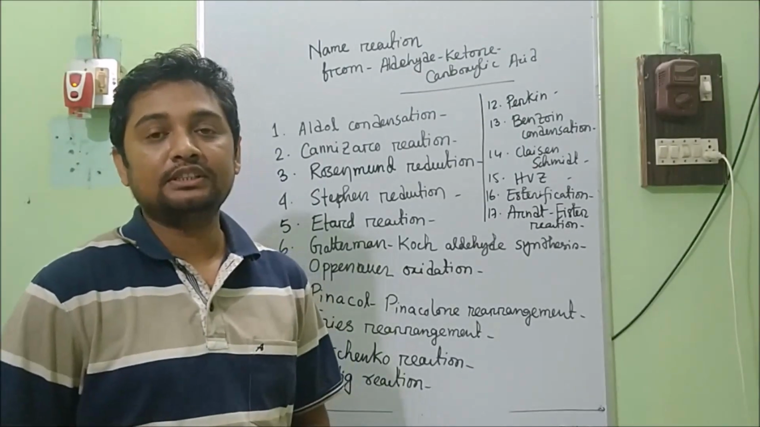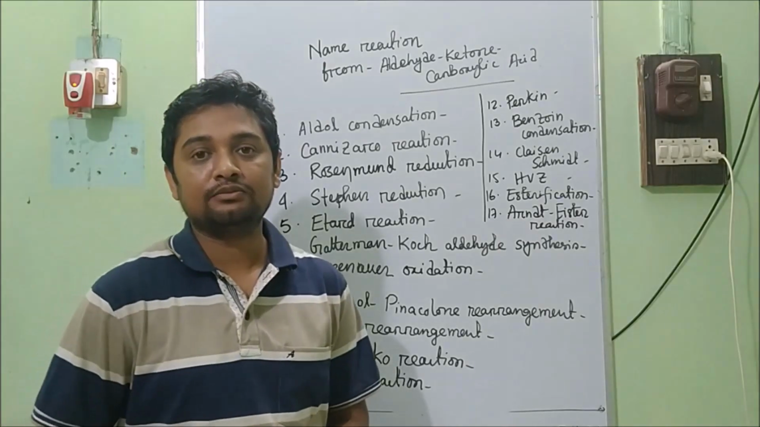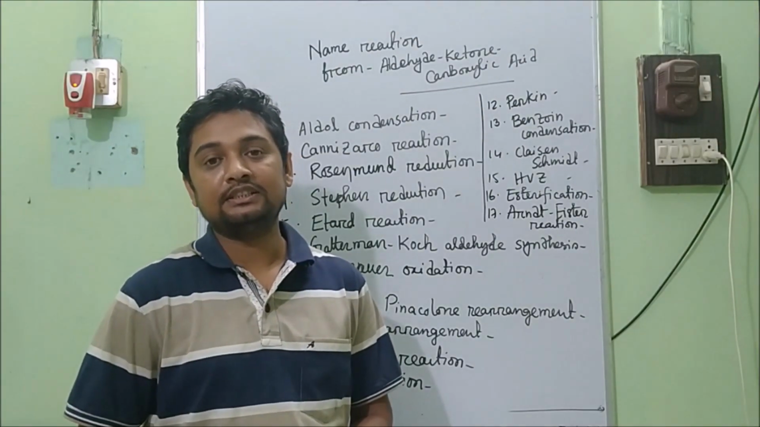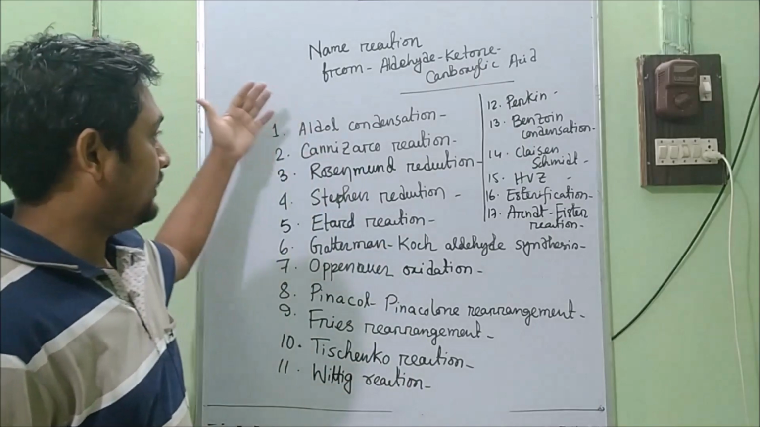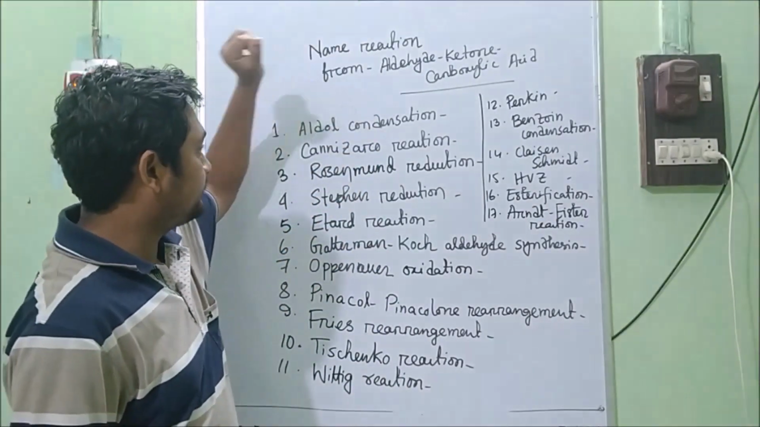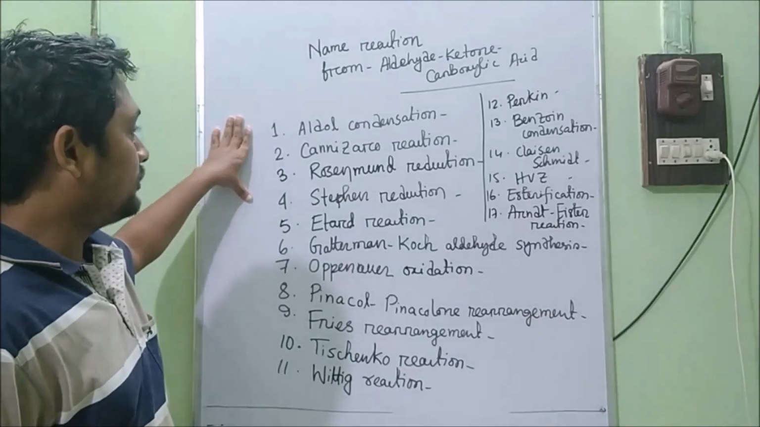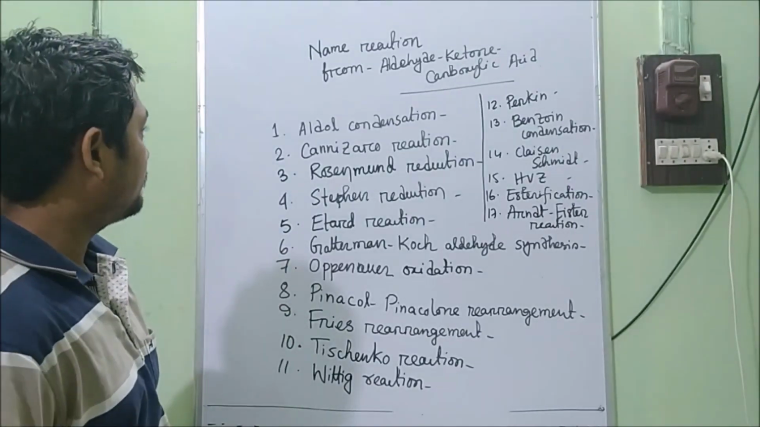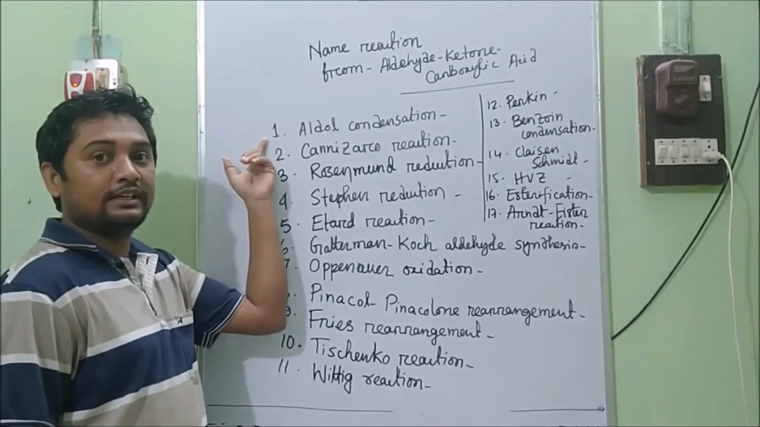Hello students, I will discuss some name reactions from the aldehyde, ketone and carboxylic acid chapters. So these are the various name reactions from this chapter. I will go one by one. First I will start with the aldol condensation reaction.